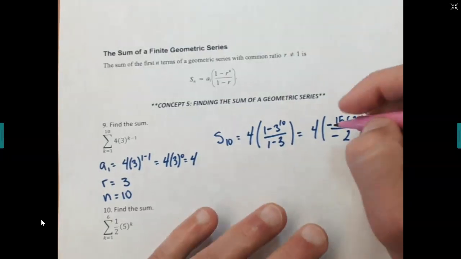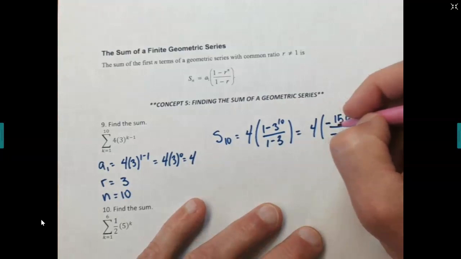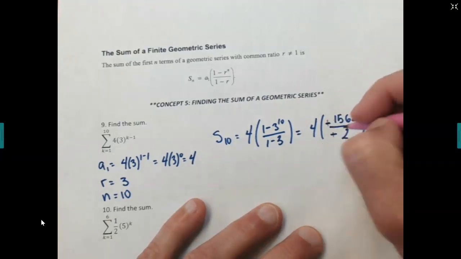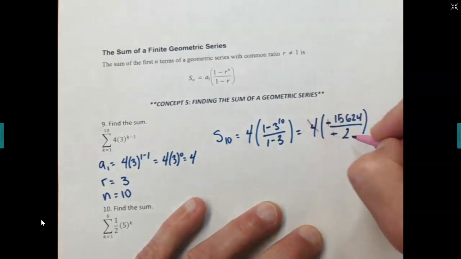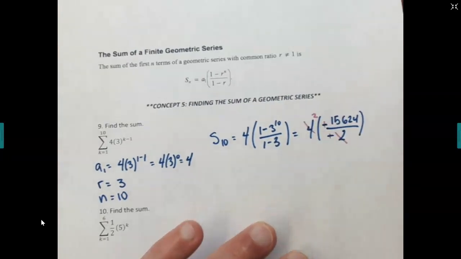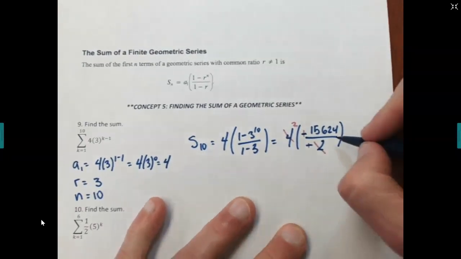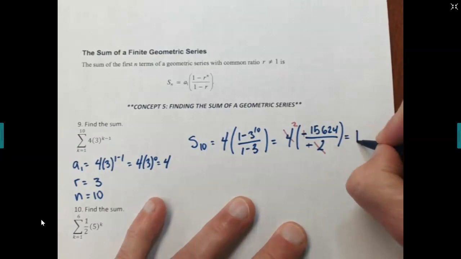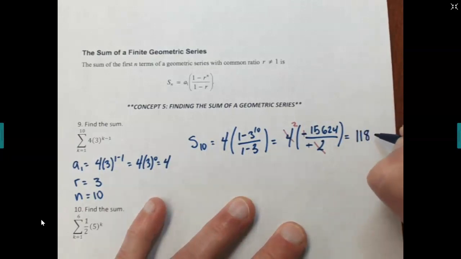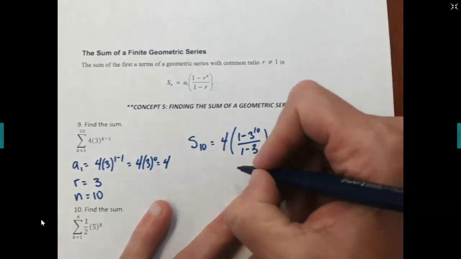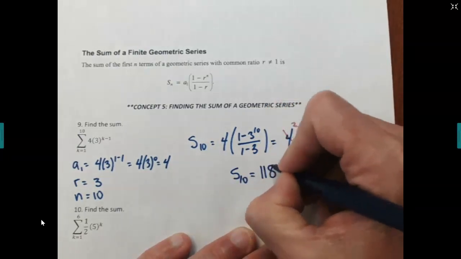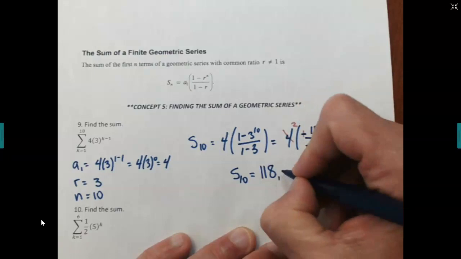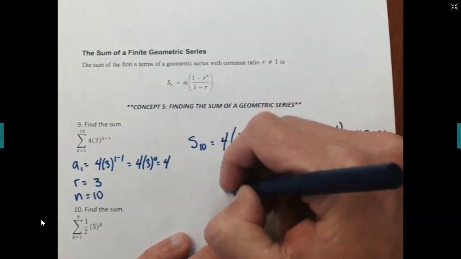And then what I would do is change those negatives to a positive. I'd cross cancel. 4 divided by 2 is 2. Multiply 2 times that 15,624, and I get 118,096. So the sum of all 10 terms is 118,096. That is the answer.